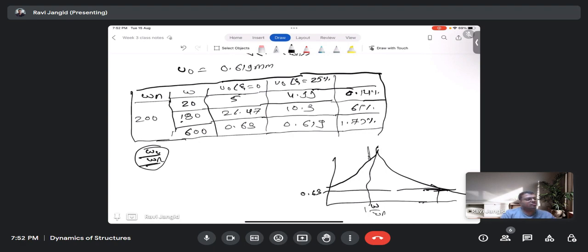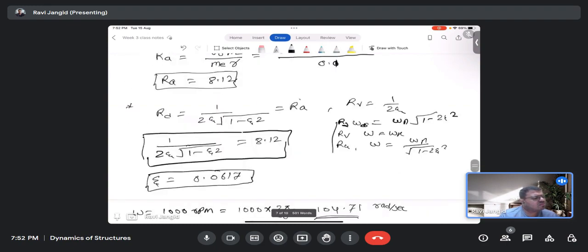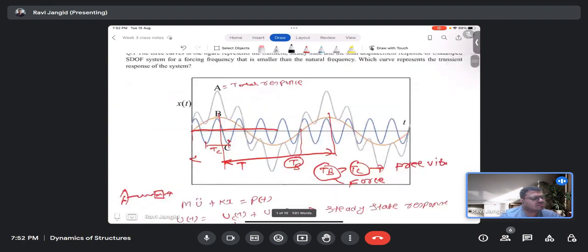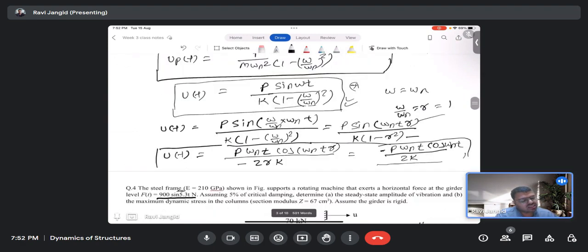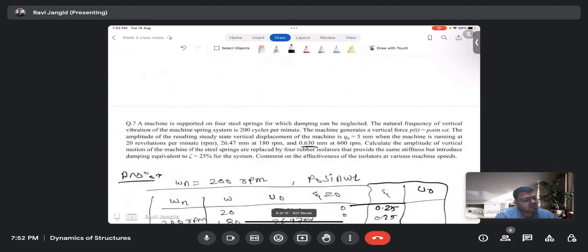If you go to the curve, you can also plot those curves by taking any of the equations. In this curve you can see, on the left side, before 1, my response is increasing with omega by omega n. On the right side, when my omega by omega n is greater than 1, my response starts decreasing.